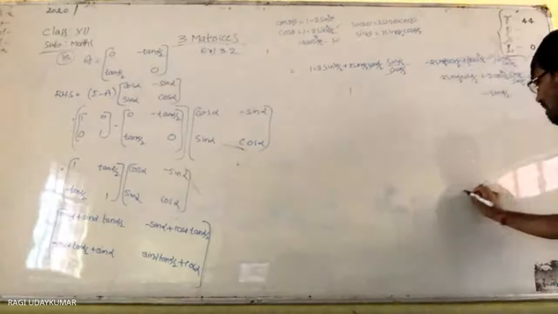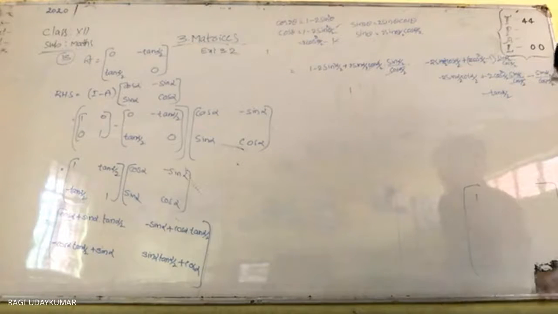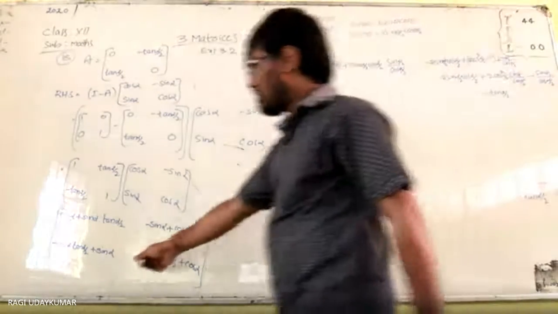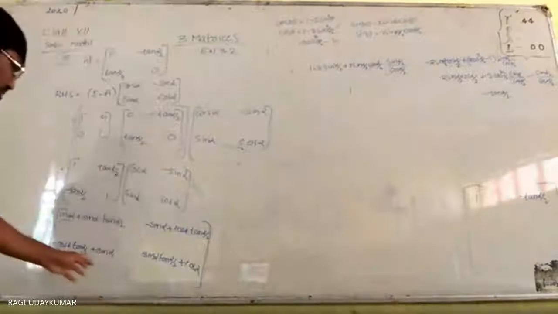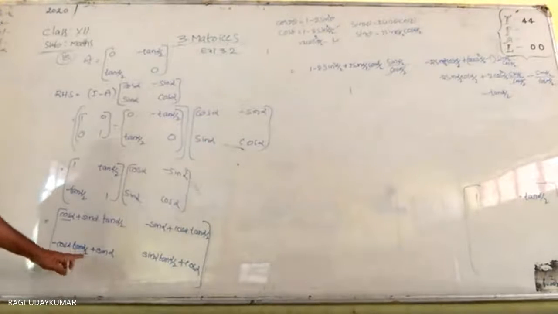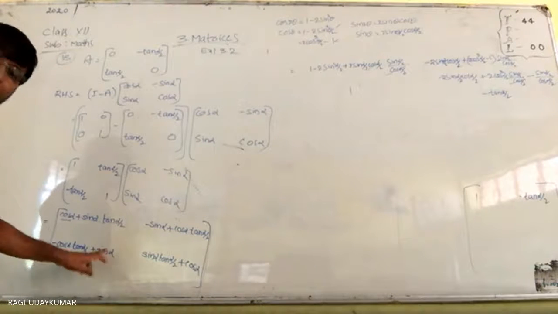So लास्ट मैट्रिक्स में आंसर में क्या आएगा? इधर 1 आया है, इधर माइनस tan alpha by 2 आया. नेक्स्ट इसको सिंपलीफाई करना है. cos alpha tan alpha by 2 and plus sin alpha.